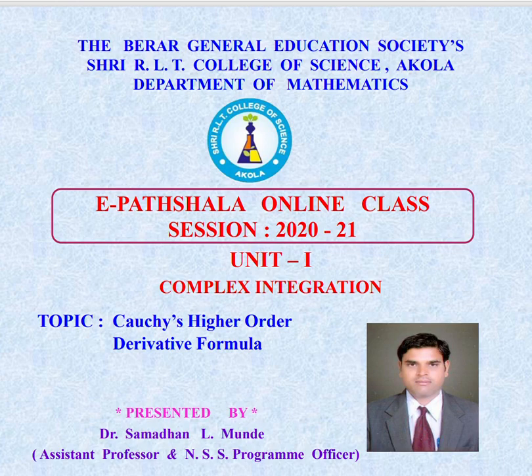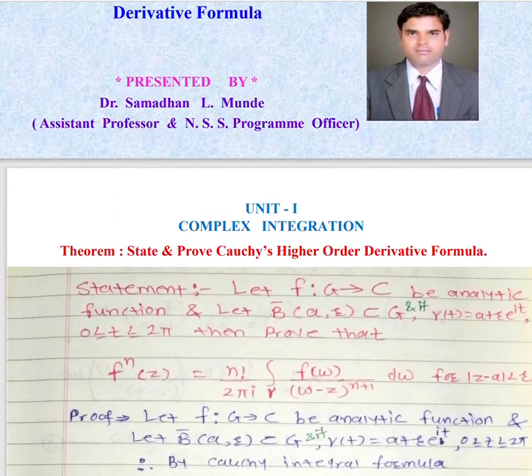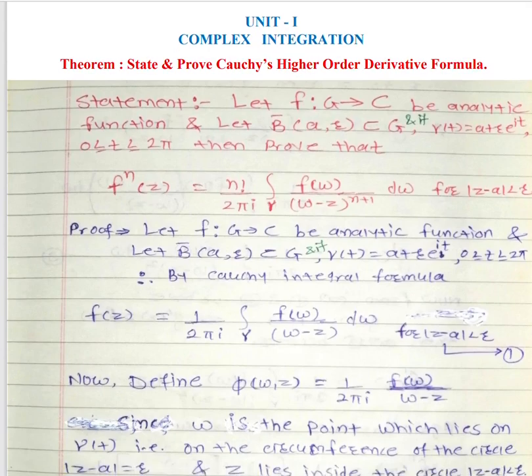In this lecture we will see the second formula, that is the Cauchy higher order derivative formula. This formula is also called the higher order derivative formula. So we will see the theorem of the Cauchy higher order derivative formula. What is the statement? In examination there will be a question: state and prove the Cauchy higher order derivative formula.